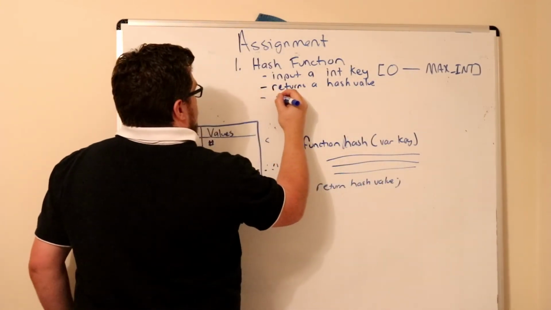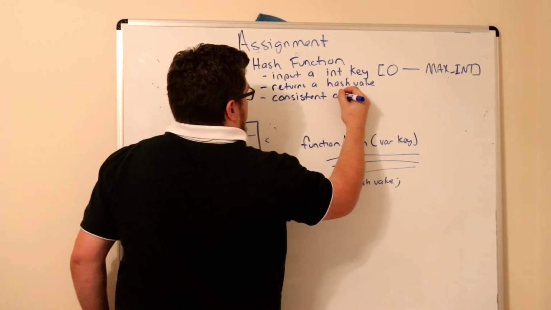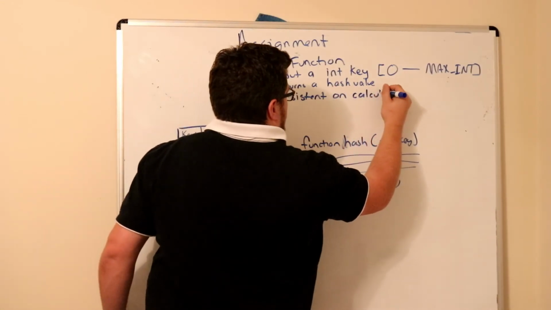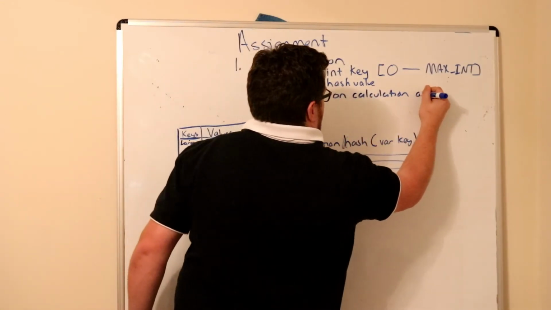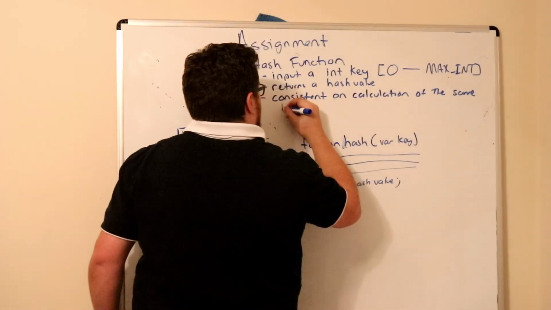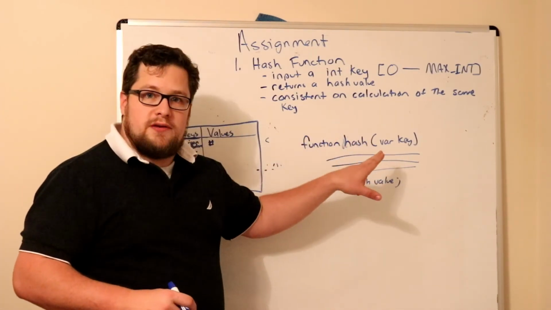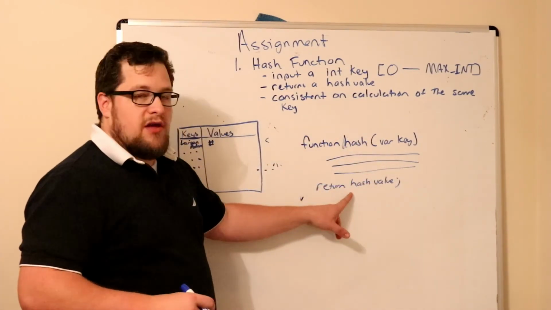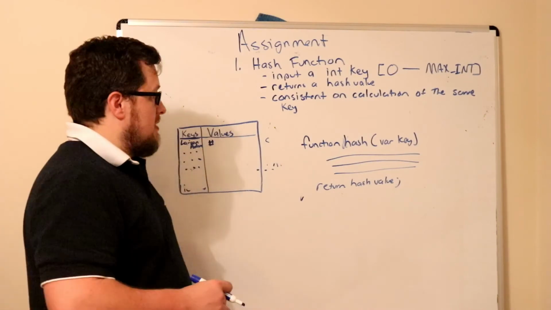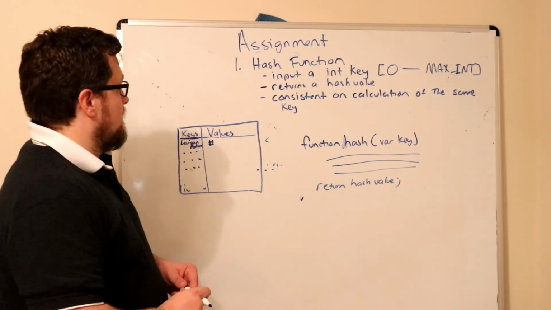Now it needs to be consistent on calculations of the same key. So if you pass in the number 1, for example, it needs to return the same hash value every time. If you pass in the number 10, it should return the same hash value every time.